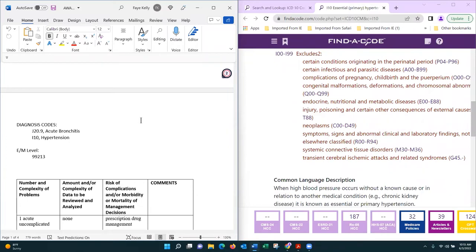No. I think I felt like y'all were comfortable. I understand it. Yes. I'm comfortable with those diagnoses.